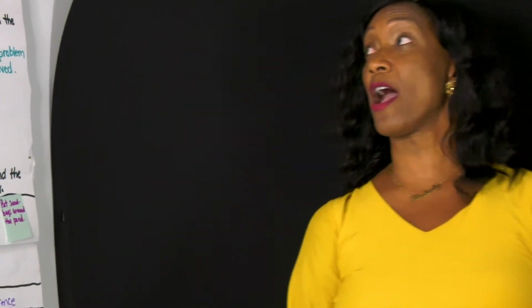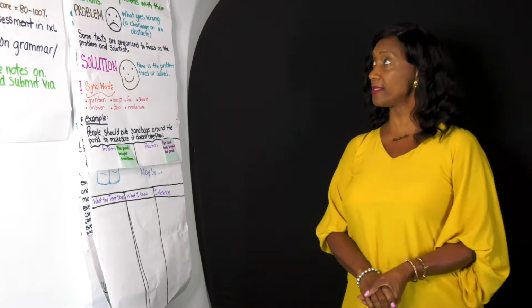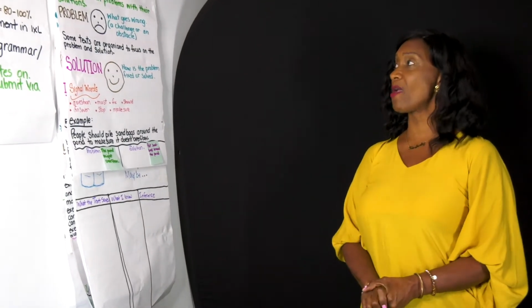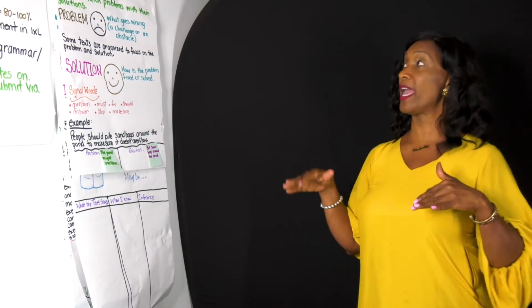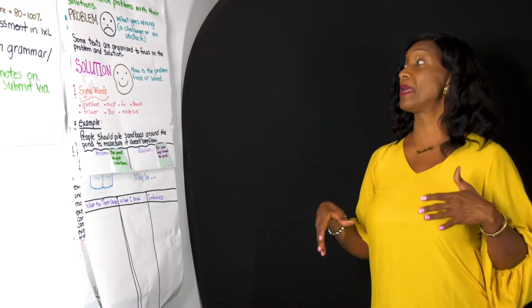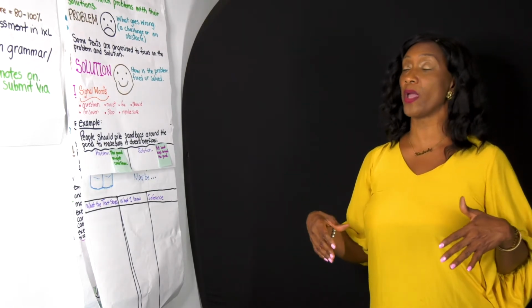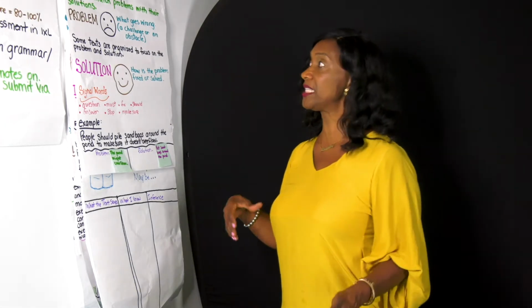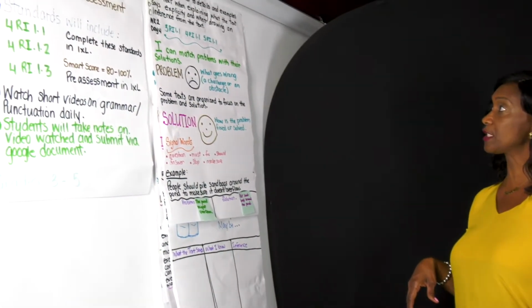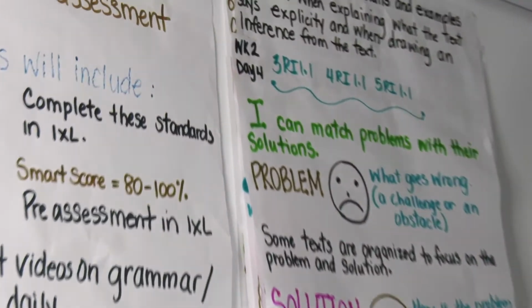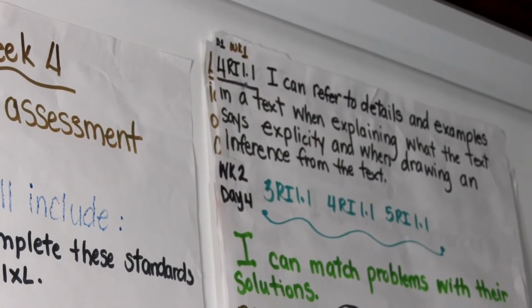Okay, boys and girls, with that being said, let's move on. We're spiraling our standards again. RI 1.1, you should be familiar with this. We're going to look at problem and solution. Let's look at the standard, and the objective for today. I can refer to details and examples in a text when explaining what the text says explicitly and when drawing an inference from the text.